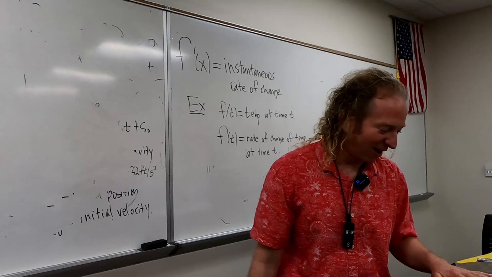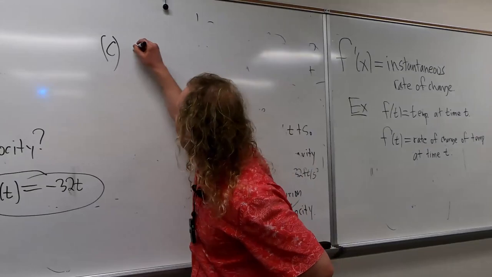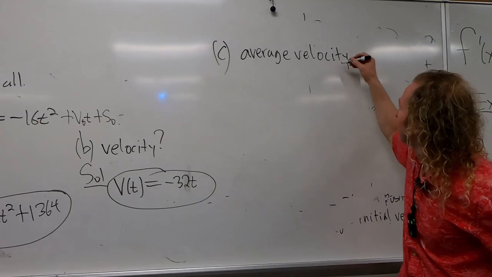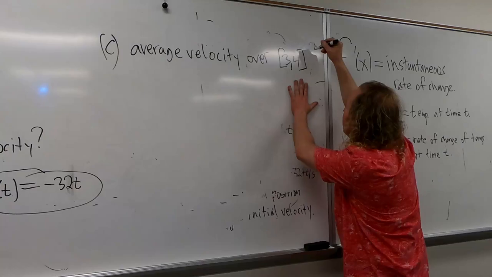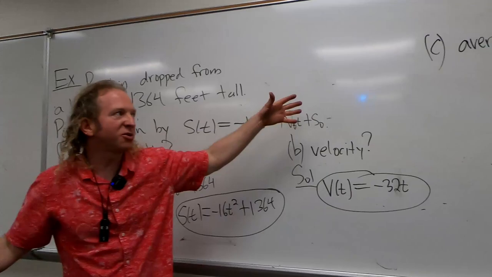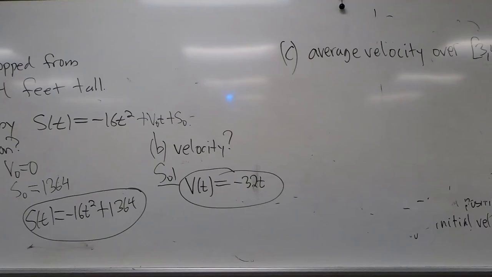This one, I don't want to do it, so we should do it, because this one's in the homework. We want the average velocity though, over 3/4. So find the average velocity over this interval. You will not see this on an exam. I usually don't bother with this. It's something you see in physics, and I just never put it on the test.